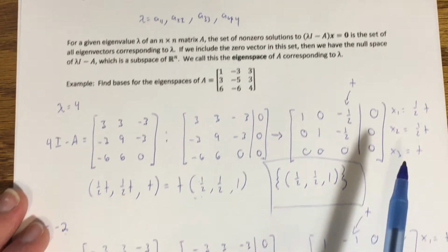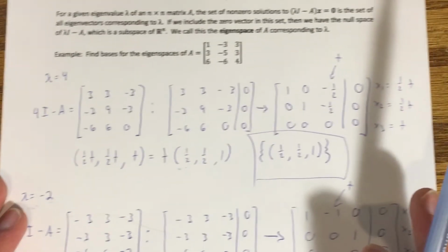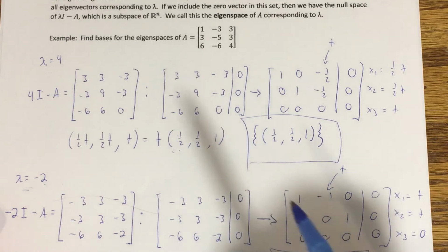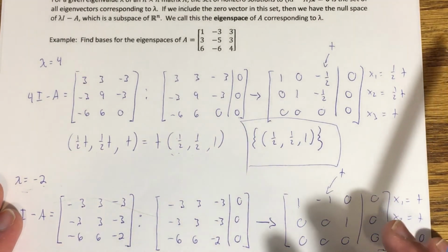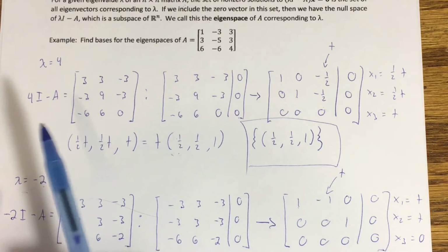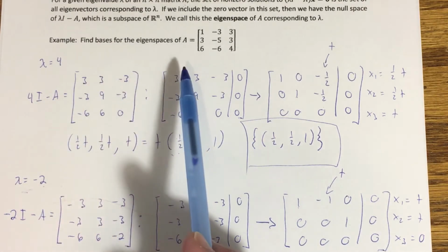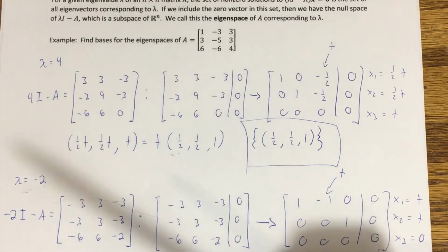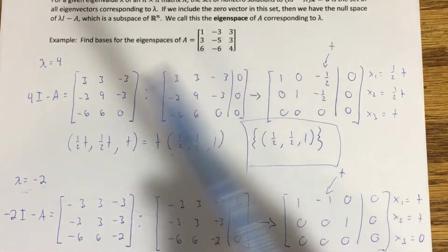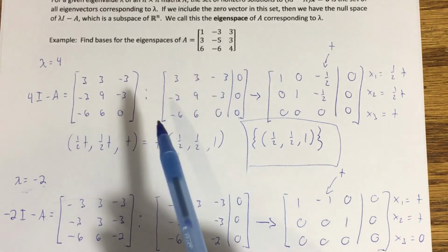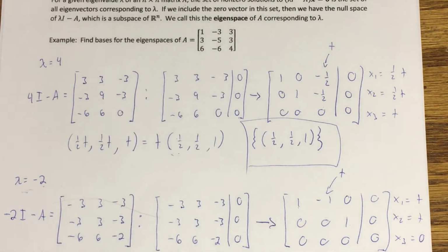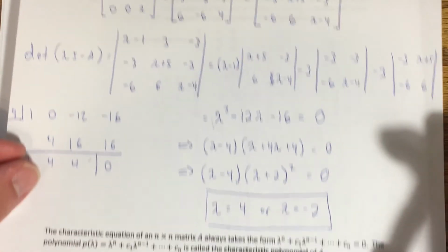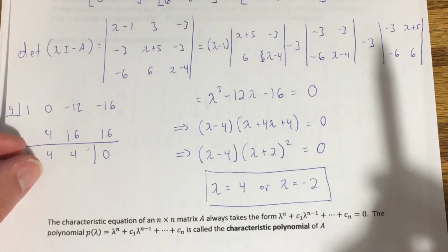So what I did here is I went back to the example that we did in the previous video where we found the eigenvalues for a particular 3x3 matrix. And I wanted to find bases for the eigenspaces of this matrix. There should be one for each eigenvalue that we found. So lambda equals 4. That was one of the eigenvalues that we found. Here's where we did that, where we found those eigenvalues. Remember, they were 4 and -2.